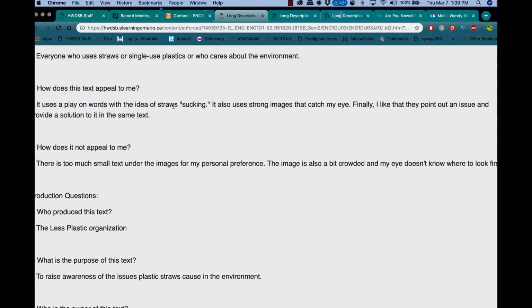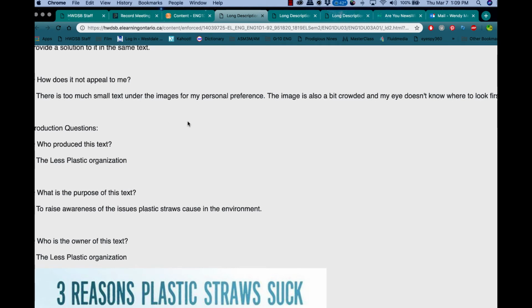How does this text appeal to me personally? It uses the play on the words, the idea of straws sucking. It also uses strong images that catch my eye. Finally, I like that they point out an issue and provide a solution in the same text.